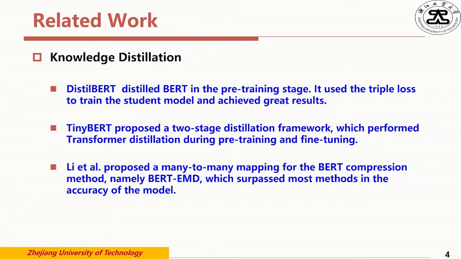Next is the related work of this paper. The related work can be divided into 2 categories: knowledge distillation and self-distillation. The main idea of knowledge distillation is to train a complex teacher network to cultivate a compact student network to have considerable accuracy and efficiency. For example, TinyBERT proposed a 2-stage distillation framework, which performed transformer distillation during pre-training and fine-tuning. Lee proposed a many-to-many mapping for the BERT compression method, namely BERT-EMD, which surpassed most methods in the accuracy of the model.